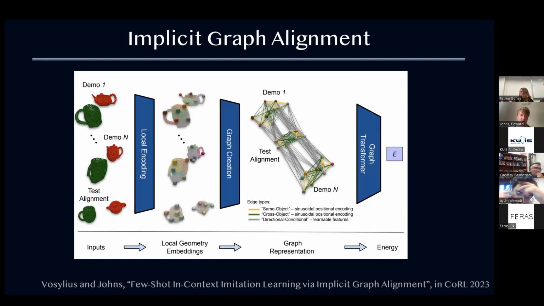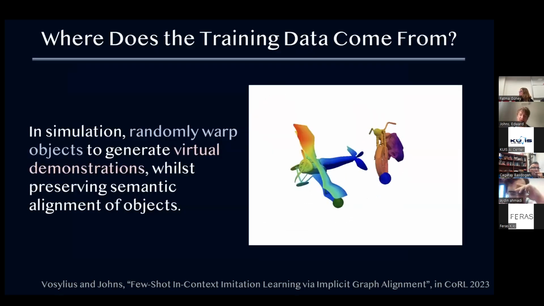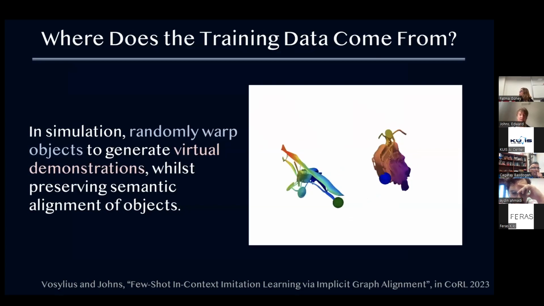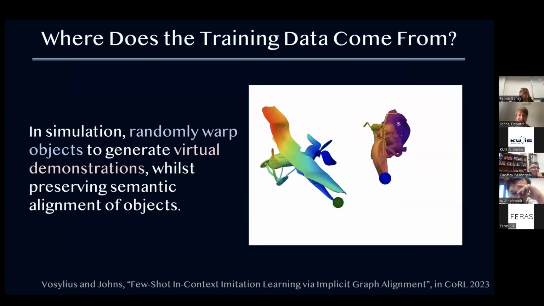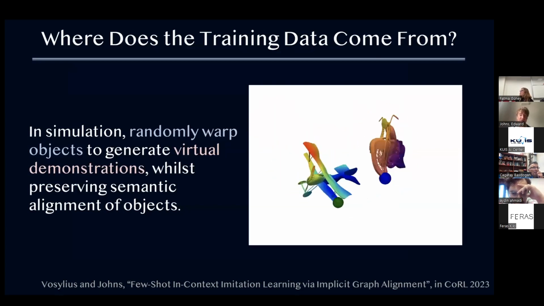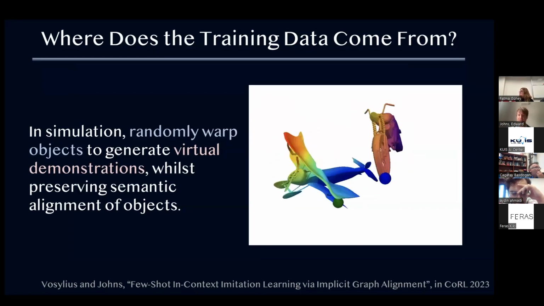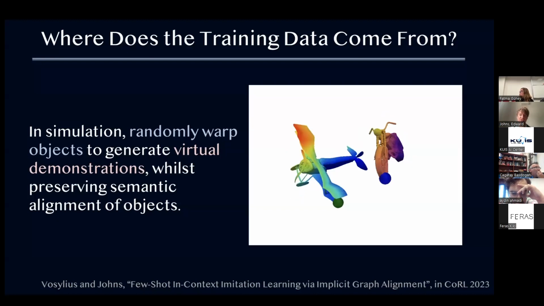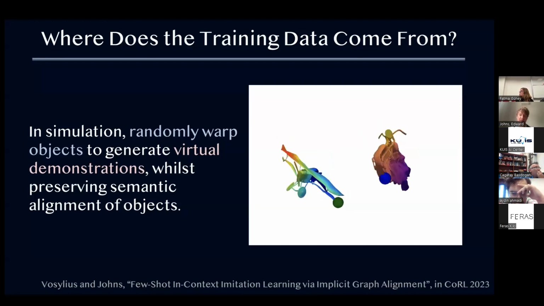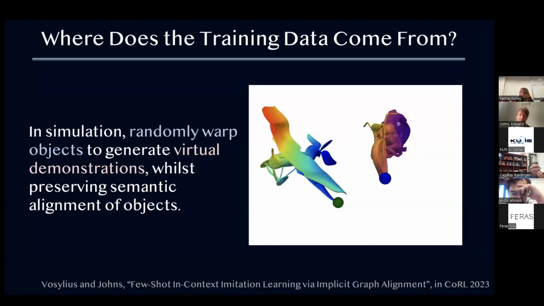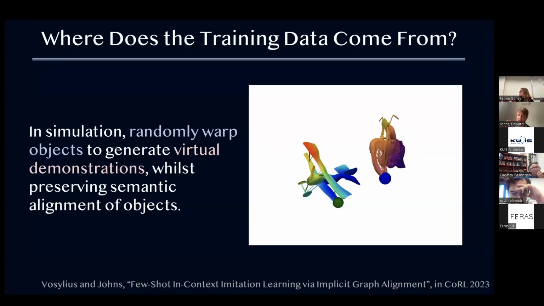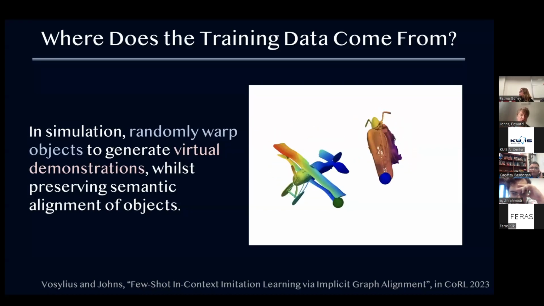But how do we get all of this training data? Because it's very difficult to get lots of training data in robotics. We found that actually we're able to do this simply by randomly warping objects in simulation to generate virtual demonstrations. So we're going to preserve the semantic alignment of objects by simply choosing 2 random points on the objects. Here, we've got an airplane and a motorbike, just 2 arbitrary objects.